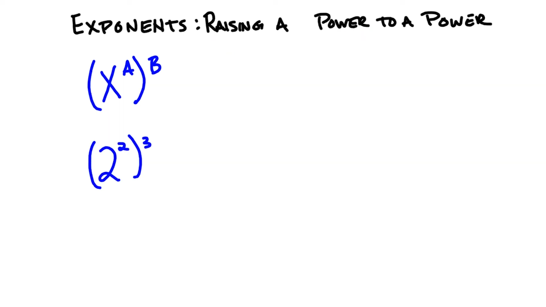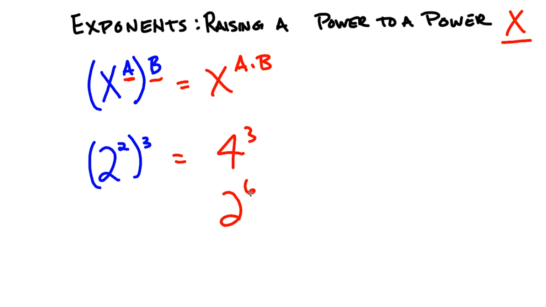Exponents raising a power to a power, you multiply. X to the a raised to the b is simply x to the ab. 2 squared, cubed, is equal to 4 cubed, or 2 to the 6. These two are the same things. That's lesson M205, exponents.